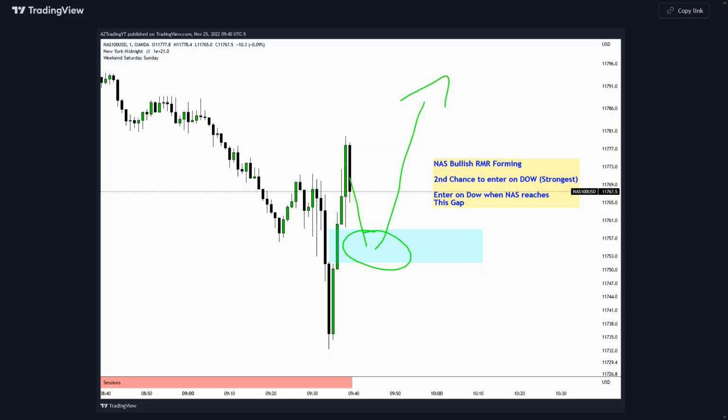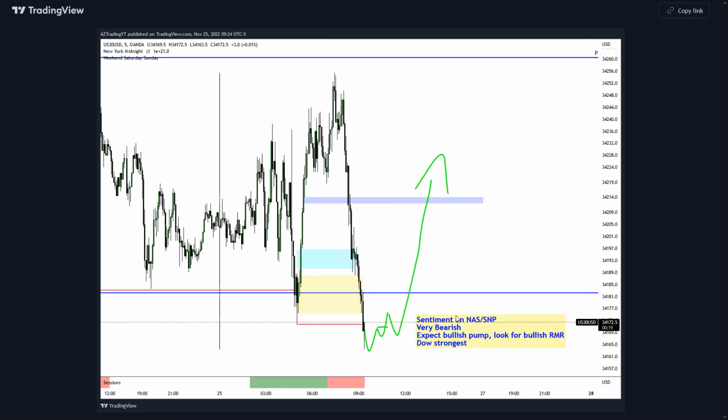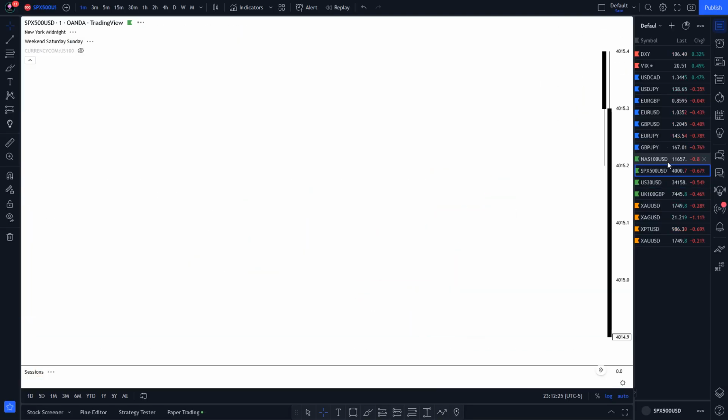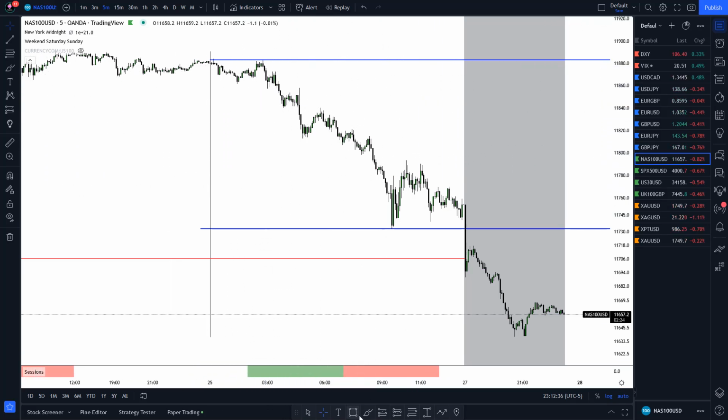I'll just show you some screenshots that I took, which were part of my journal. On the first screenshot, I've written a note about sentiment, and we'll talk about sentiment later in the video, but long story short, the sentiment on the Nasdaq and the S&P was very bearish. I'll just go back to those markets briefly, where you can see on Friday the sentiment before New York was very bearish, making lower lows and lower highs, leaving all this buy side liquidity untouched.